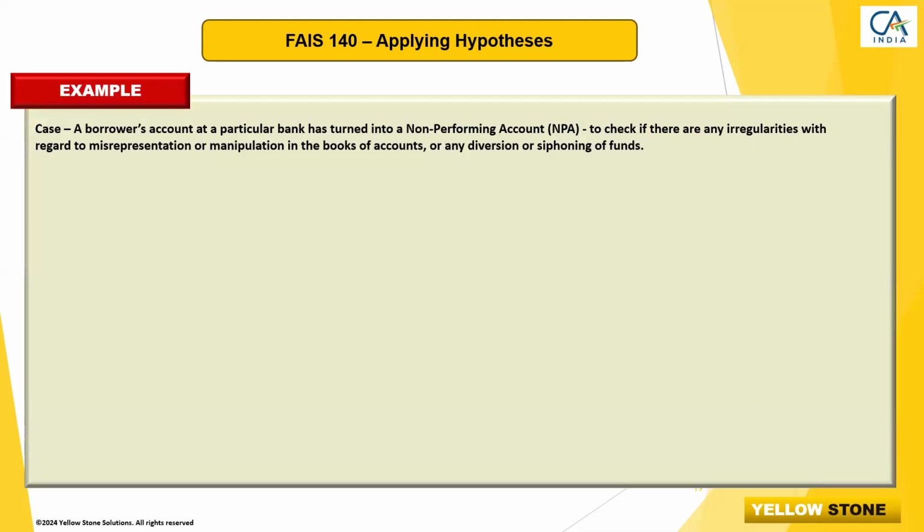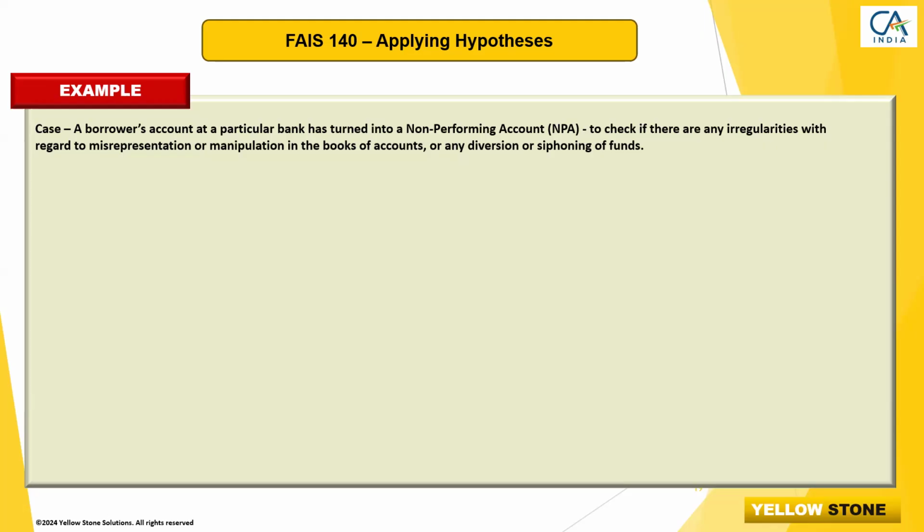So let's go with an example. This was one example which I could think of. Over here, I've taken a specific example as recommended by ICAI. A borrower's account at a particular bank has become NPA. Now, check if there are any irregularities with regard to misrepresentation or manipulation in the books of account. So basically, diversion, manipulation, misrepresentation, etc.